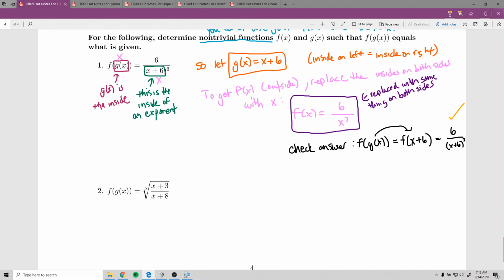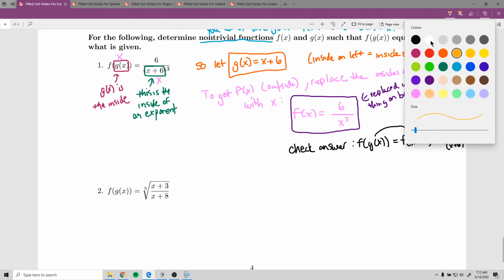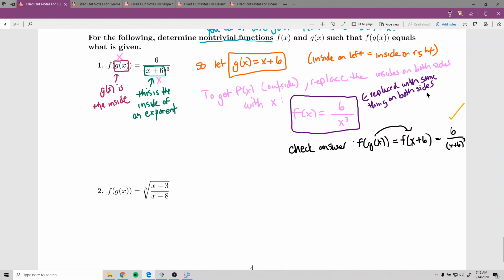All right, so number 2 is pretty much the same. You just have to realize that radicals are exponents. So we want to set the insides equal. And already note here that radicals are exponents in disguise.